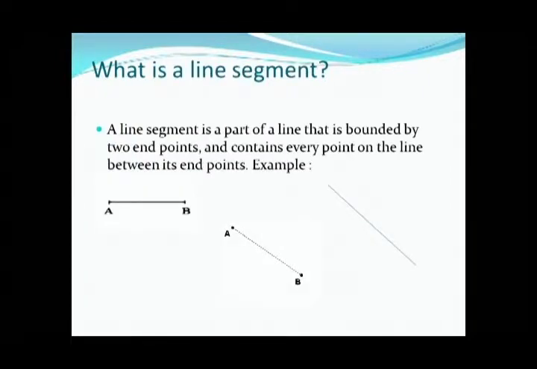What is a line segment? A line segment is a part of a line that is bounded by two endpoints and contains every point on the line between its endpoints. Example, here we have line segment A to B. A to B line segment cuts away from a line.